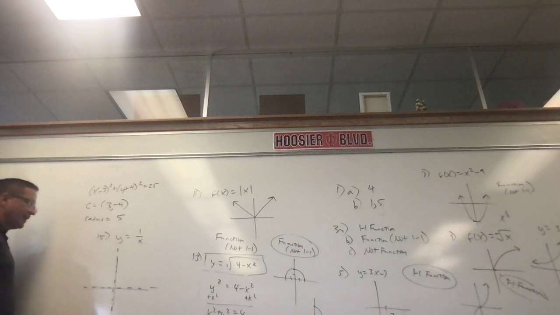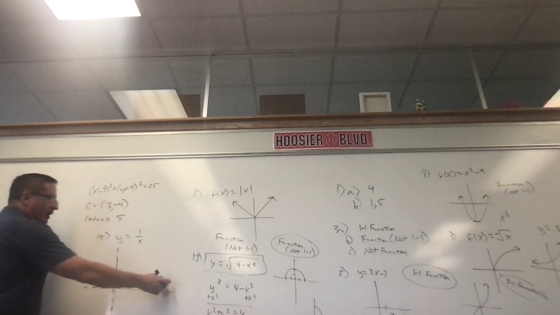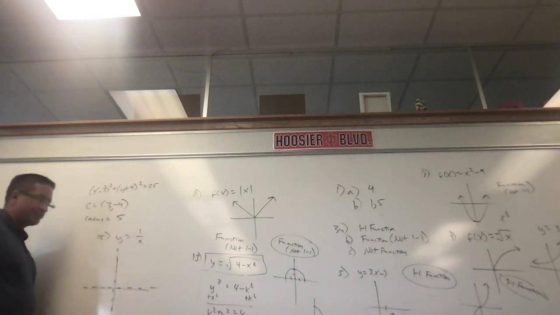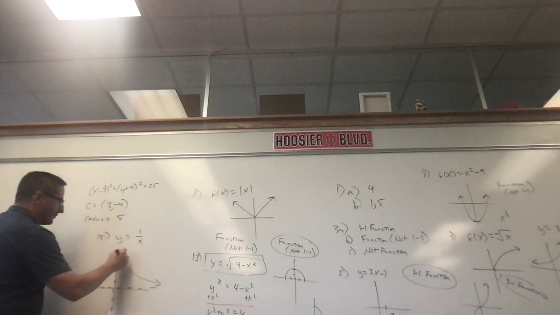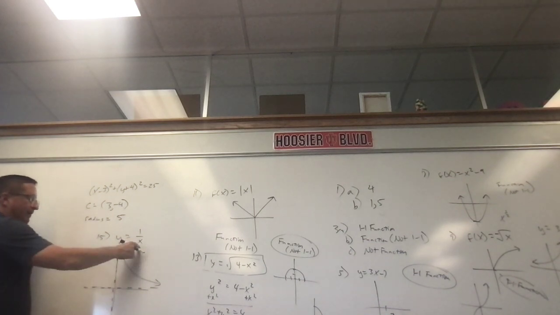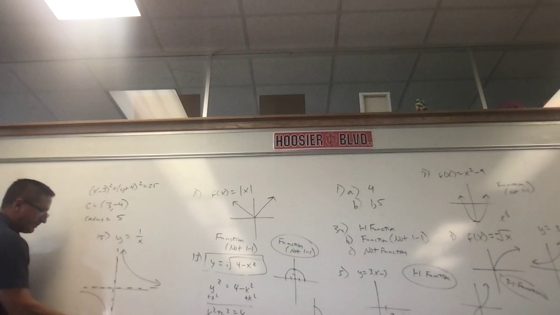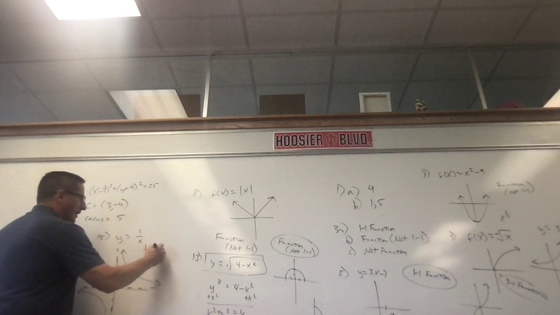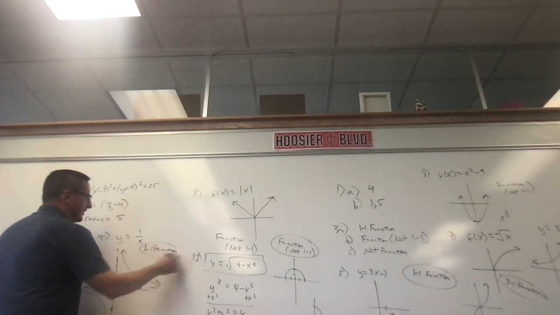So let's do this. To the right, if I plug in 100, 1 over 100 is positive, so it's going to be up here. If I plug in a negative number to the left, like negative 100, 1 over negative 100 is negative. Is that a function? Yes, it passes the vertical line test. Is it a one-to-one function? Yes, it passes the horizontal line test.